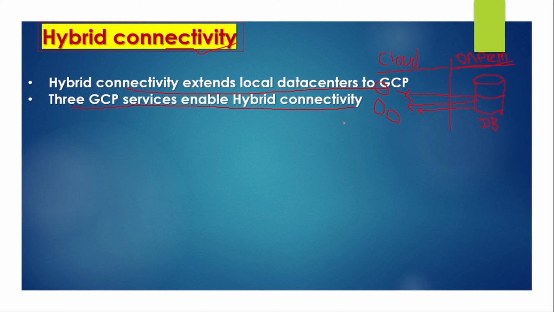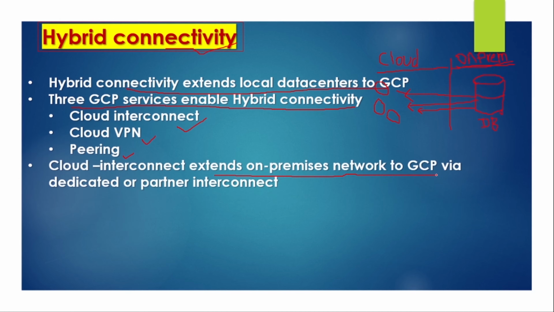So how do you achieve the hybrid connectivity? There are three GCP services that enable it: Cloud Interconnect, Cloud VPN, and peering. Cloud Interconnect extends the on-premise network to GCP via Dedicated or Partner Interconnect. What does that mean? When you are considering moving your local data center to the cloud, you can choose between Google's own network that is spread across the globe, or you can go for one of the partners that Google designates for configuring the interconnectivity.